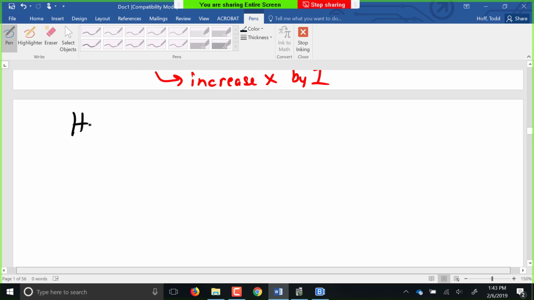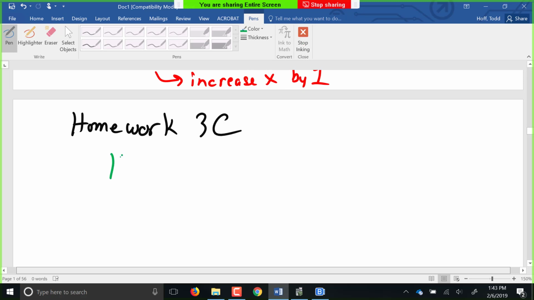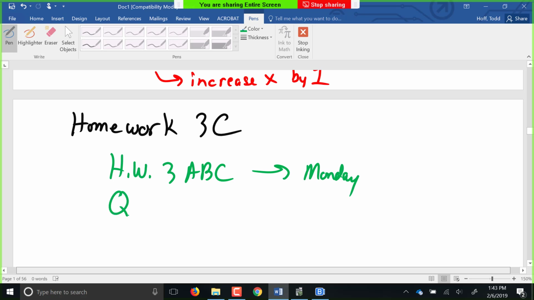For now, you have homework 3C that pertains to this material. Remember, homework 3C, actually all the homework 3s. Homework 3, A, B, and C will be due for Monday. And of course, quiz 3 is also due for Monday as well.